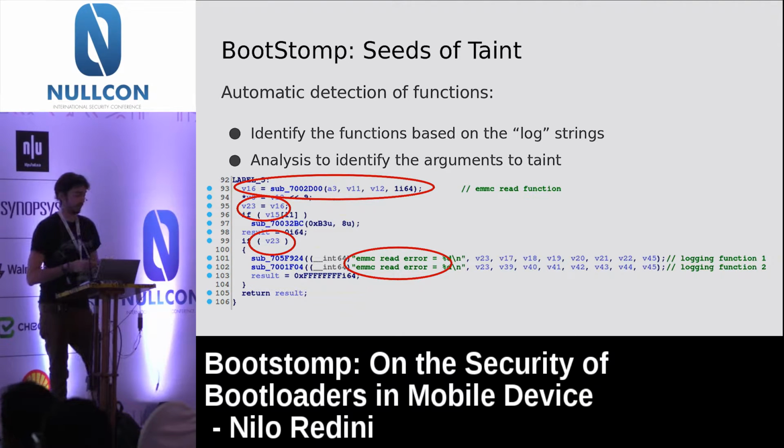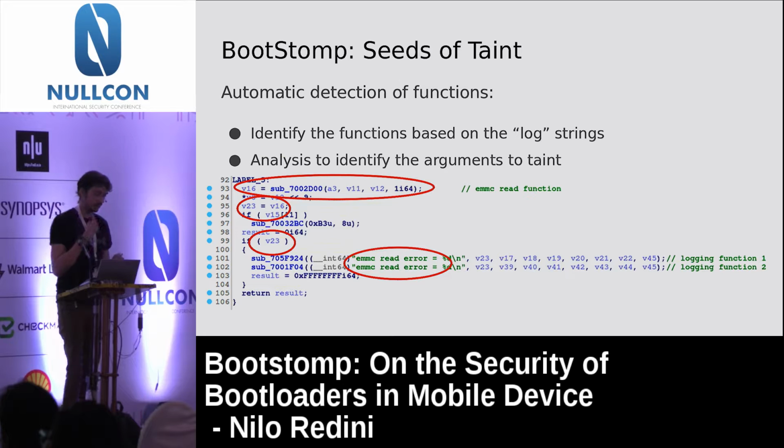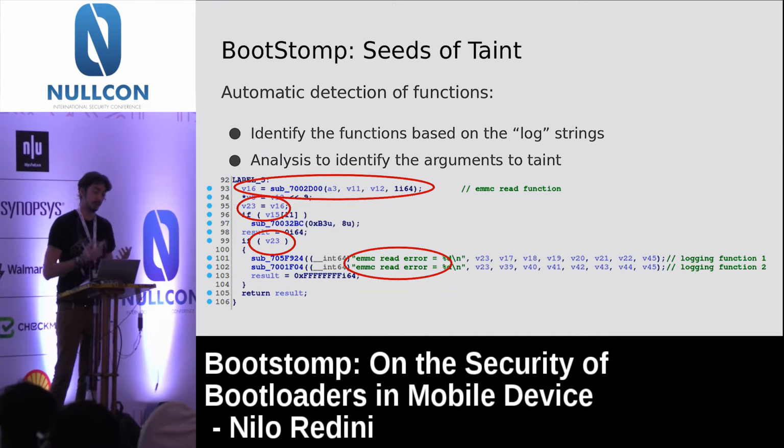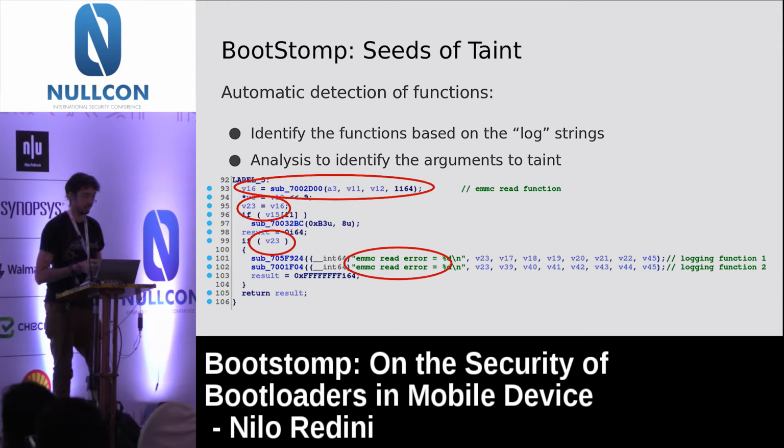Once these functions are identified, BootStomp should understand which one of these arguments is the buffer which will contain the data read from the secondary storage. In order to do this, we should understand which one of these arguments is an address, right? So in order to filter out as many false positives as possible, BootStomp tries to understand if any of these arguments is either a string or the value 0, as we assume that a valid pointer should be used. For all the arguments whose identity BootStomp cannot understand, it taints each one of them.